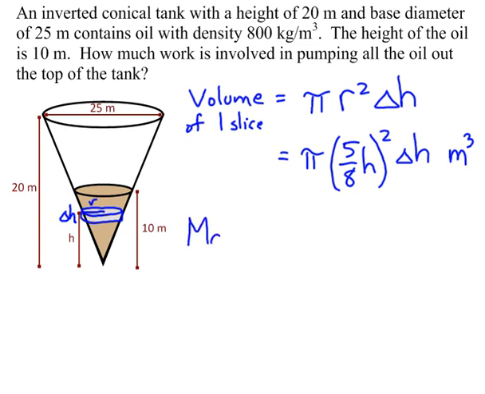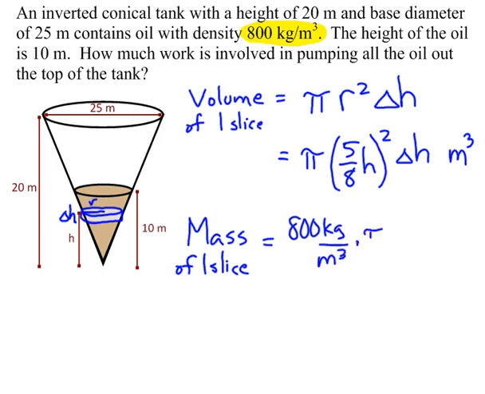So we're going to get the mass of one slice. And to switch it to mass, this is where the density that we were given in the equation is helpful to us. And we see up here that the density is 800 kilograms per cubic meter. And so we're going to be able to take that 800 kilograms per cubic meter and multiply it by the expression we had up above.